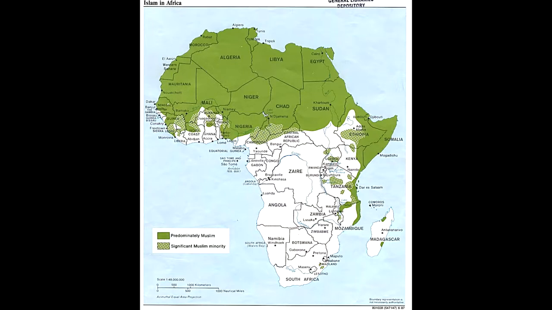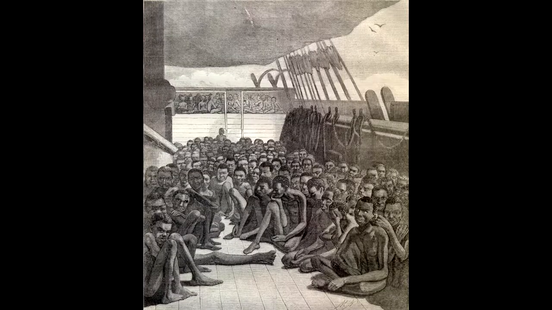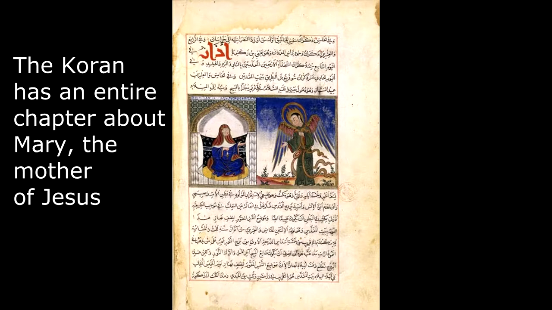Islam quickly spread across northern Africa after its beginnings by Muhammad around the year 600 AD, and long before the arrival of either the colonists or of the slave traders. In the 17th century, some slaves who were taken to the Americas were of the Islamic faith and so knew of Mary and Jesus before their arrival there.